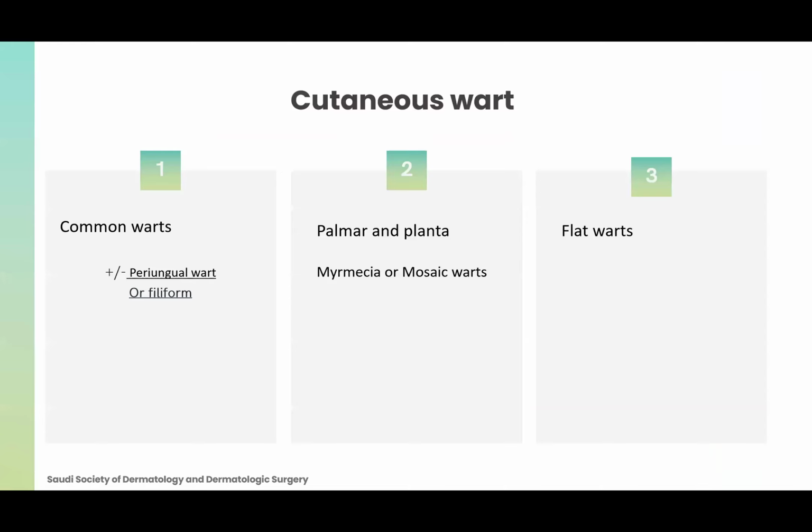So, in summary, we have three subtypes of cutaneous wart. Number one, the common wart. We can also subdivide it into periungual or filiform wart. The second type, palmar and plantar wart. We can also subdivide it into myrmecia or mosaic wart. And the last subtype is flat wart.